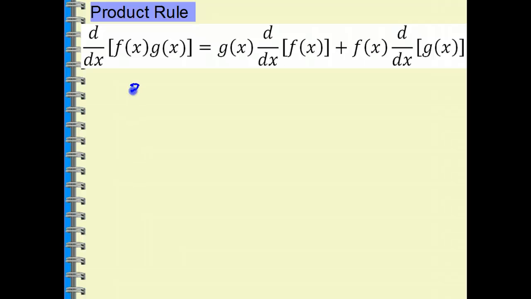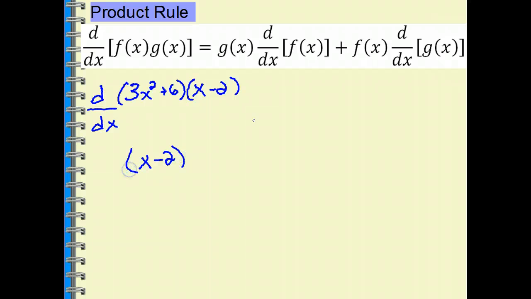Let's say we have the function 3x squared plus 6, and that quantity is being multiplied by the quantity x minus 2. And we want to take the derivative of this with respect to x. Well, what this rule tells us is we can simply take the second function, x minus 2 in this case, and we're going to multiply it by the derivative of the first function. Well, if we look at this, we can take the derivative of each piece individually, and 3x squared, the derivative of that is 6x, and the derivative of 6 is simply 0, so it's just 6x.